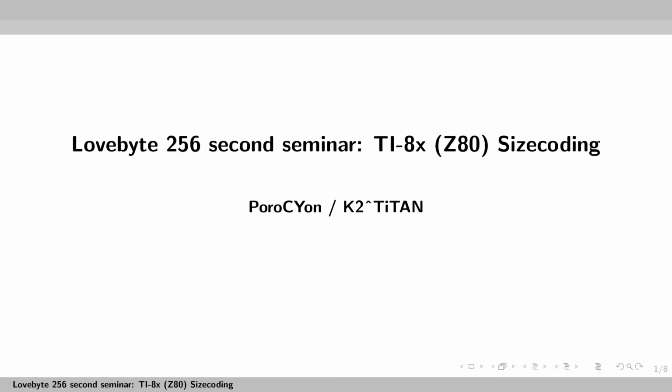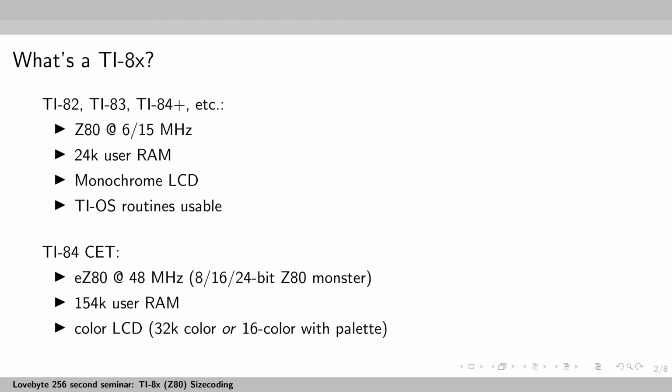Hi everyone, welcome to my seminar about size coding on Z80 based TI calculators. Most of them have a Z80 at 6 or 15 MHz. They have 24 kilobytes of user accessible RAM. They have a monochrome LCD at usually 92 by 64 pixels, and it also has a TI OS with some routines, but there's some caveats about that.